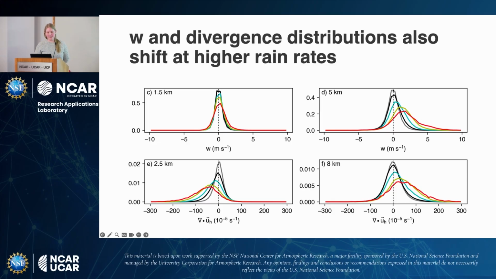I do want to note, too, that it's a systematic shift. It isn't like some fundamentally different distribution that we're seeing, but we steadily shift from these lighter rain rates to these heavier rain rates.